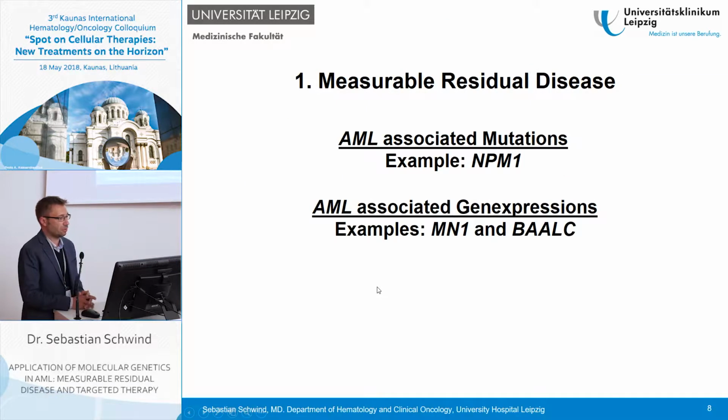So first I'm going to talk about measurable residual disease with an example of the NPM1 mutation burden. And then I'm also going to talk about AML-associated gene expression with an example of MN1 and BAALC expression and how we can use them to risk stratify patients and probably guide future treatments for our patients.